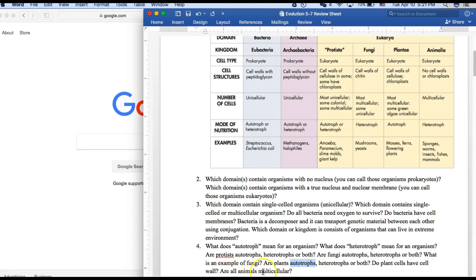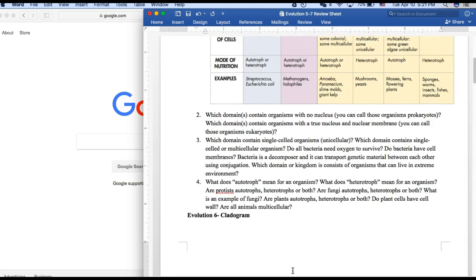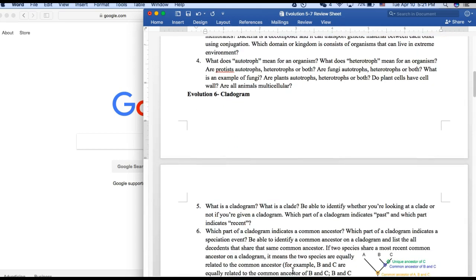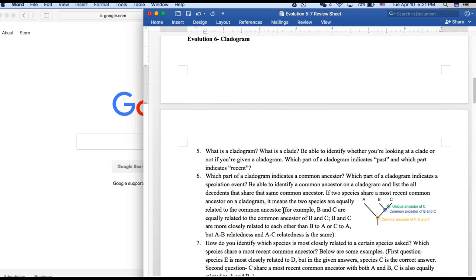Yes. Are all animals multicellular? Yes. Okay, now we can move on to evolution part 6, which was about cladograms.